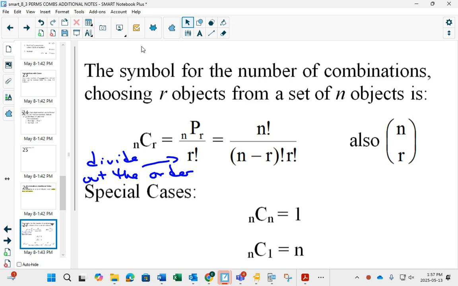Now there's some special cases, and you can imagine these with a deck of cards. I have 52 cards. Choose all 52 of them. Good luck. You did it. It's amazing. I did it too. 52 choose 52. How many ways can you do that? One way. Does that make sense? The order doesn't matter. It's like, oh, I still have the same 52 cards. Okay?